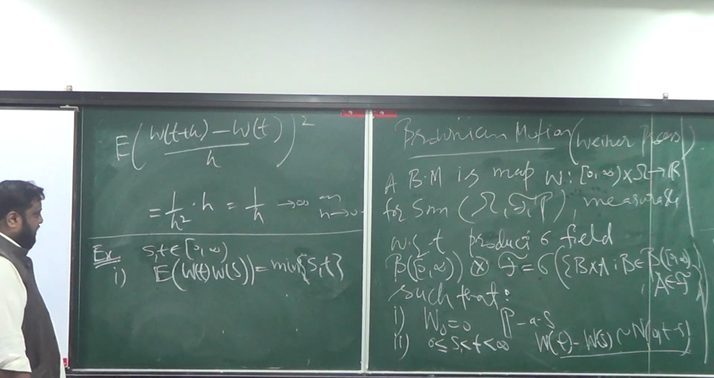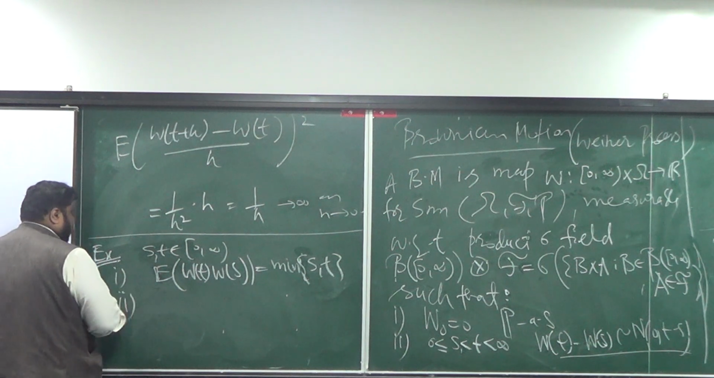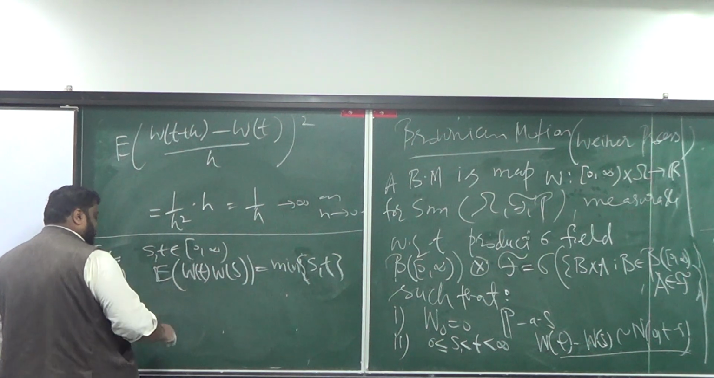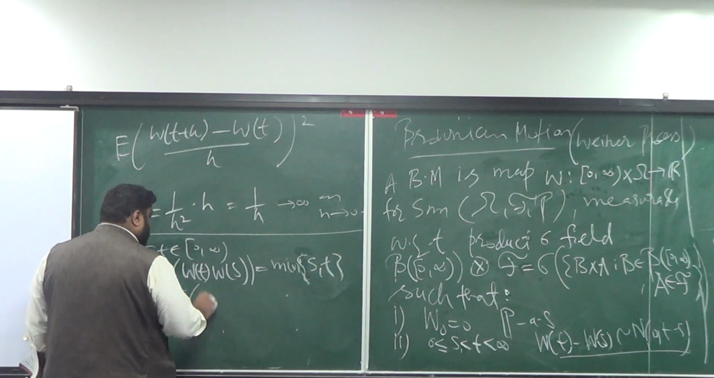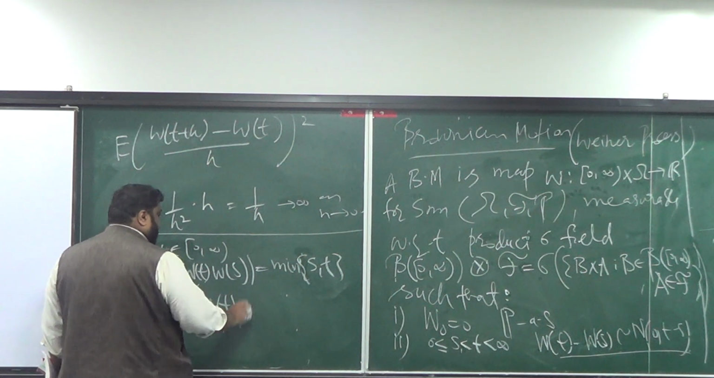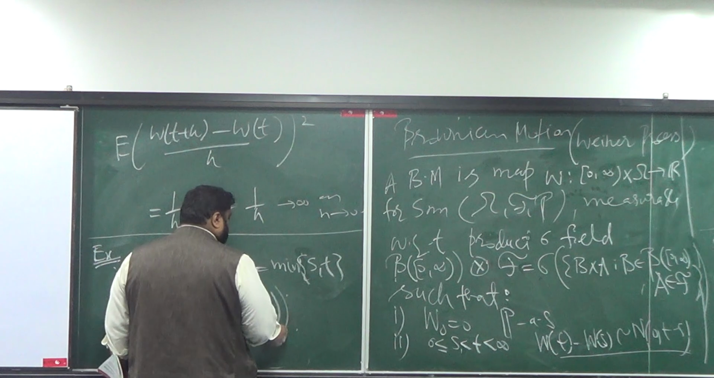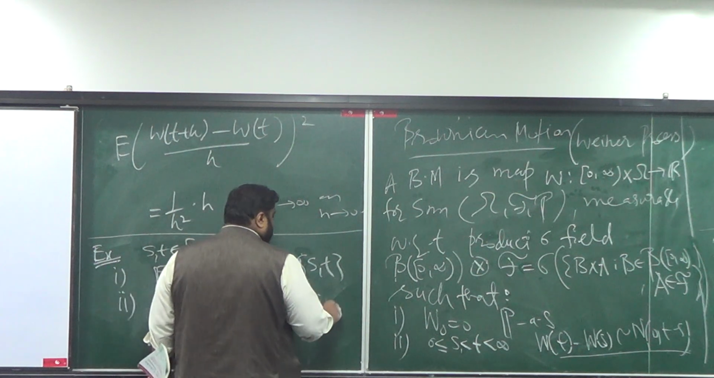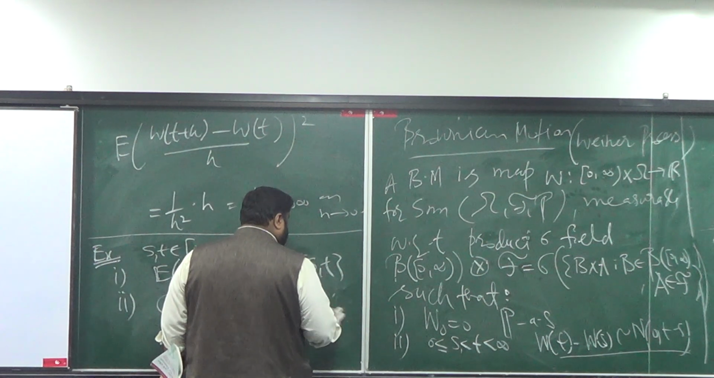And you can also show that it's not just about this expectation, but if you compute the covariance of W(t) and W(s), you're still going to get the minimum of s and t.